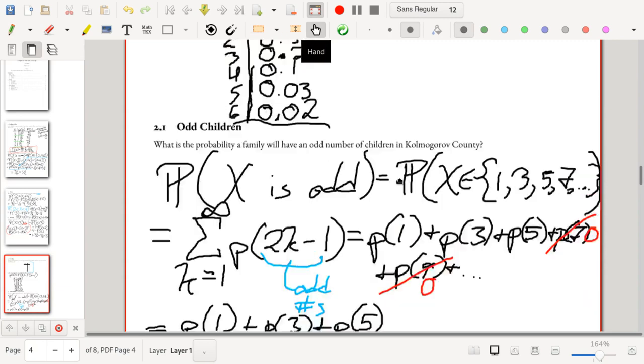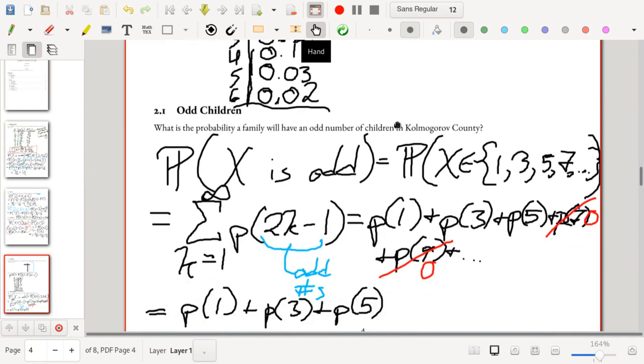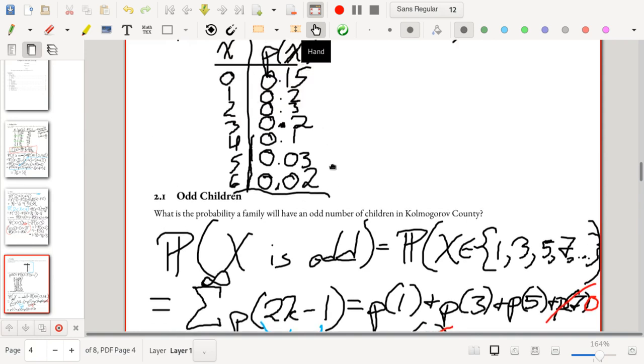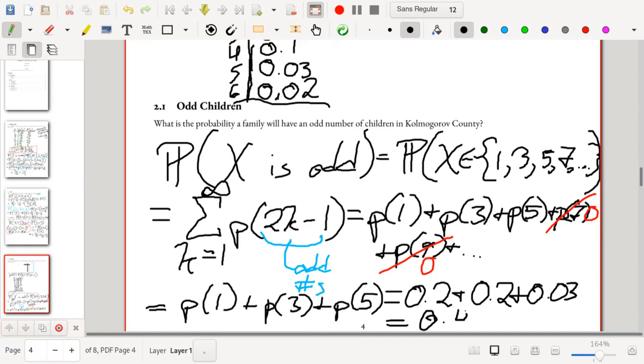All right, so at 1, we've got 0.2. At 3, we have 0.2, and at 5, we'll have 0.03. So the probability of this event will be 0.43.